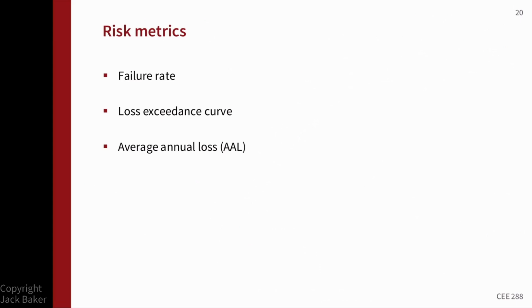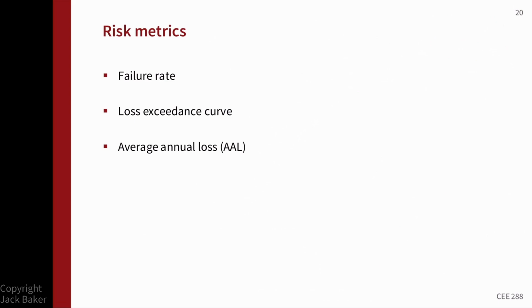Okay, with this video, I want to talk about computing some risk metrics using our fragility and vulnerability functions. And specifically, we'll look at these three metrics. So we want to look at the annual rate of failure being some discrete binary outcome. We're going to look at a loss exceedance curve, and we'll look at average annual loss.